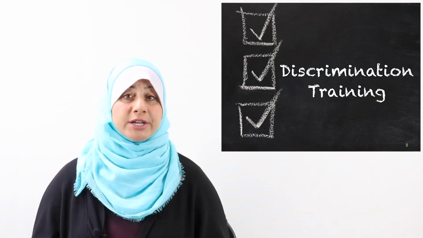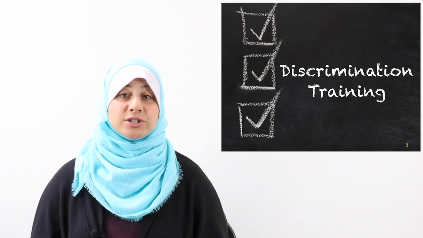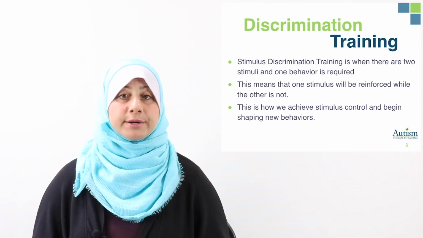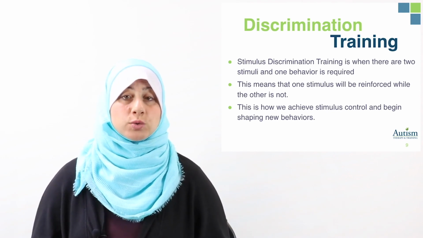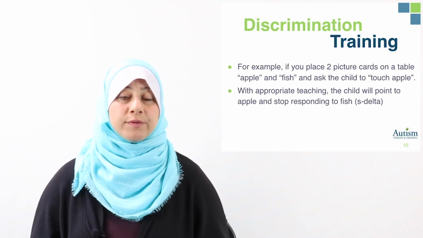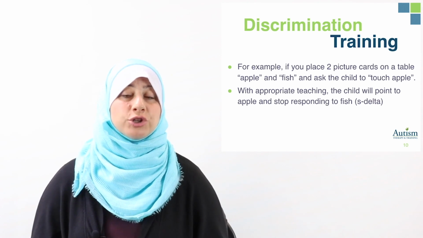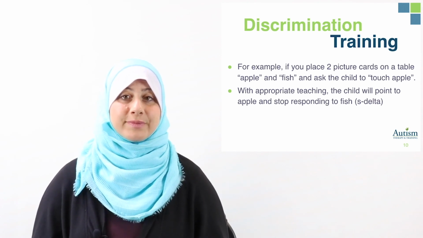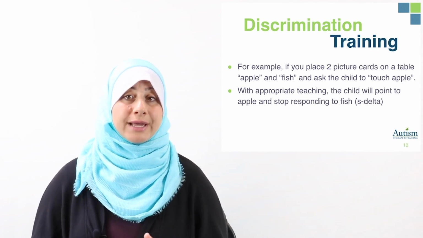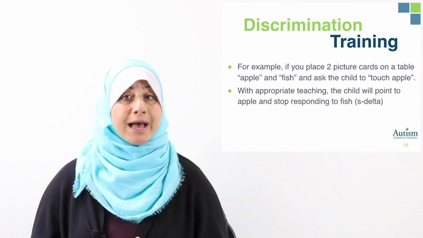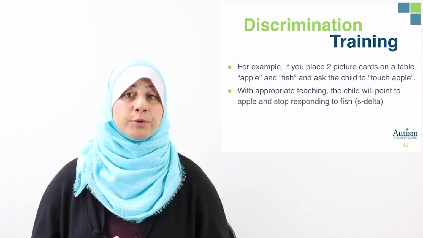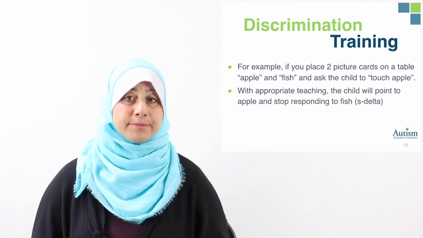Let's jump into discrimination training in more depth. Stimulus discrimination training is when there are two stimuli and one behavior is required. This means that one stimulus will be reinforced while the other is not. This is how we achieve stimulus control and begin shaping new behaviors. For example, if you place two picture cards on the table, apple and fish, and ask the child to touch apple, with appropriate teaching, the child will point to apple and stop responding to fish, S delta.